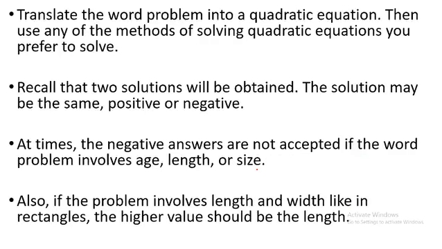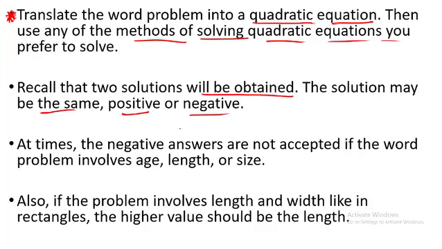When solving quadratic equations involving word problems, the first thing we need to do is to translate the statement or the problem into a quadratic equation. We translate it into a quadratic equation, then we use any of the methods of solving quadratic equations. Then after that, you need to bear in mind that you must obtain two solutions. You must obtain two roots of the given variable, and the solutions may be positive and positive, or negative and negative, or sometimes a positive and negative as well.